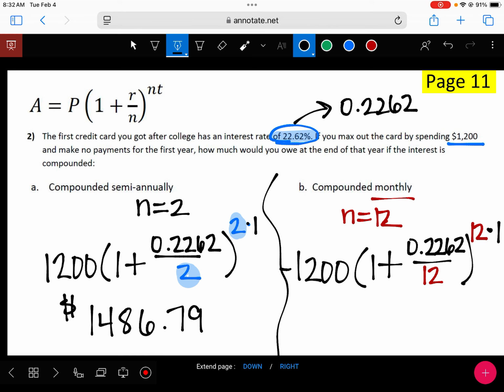Go ahead, type that in your calculators. Again, it should still be close to 14, 15, 16. It should be less than 2,000. That's what I'll say. You should still have a number less than 2,000.